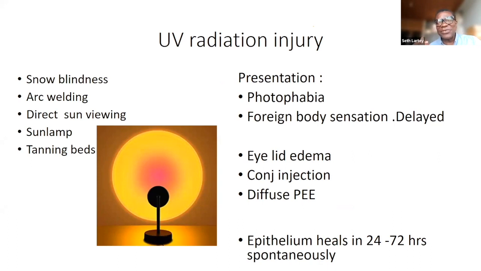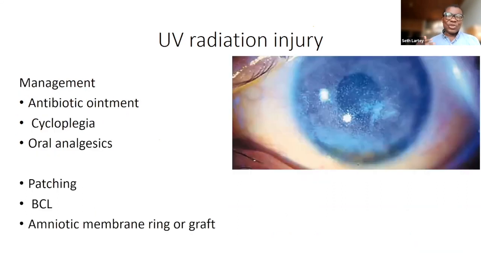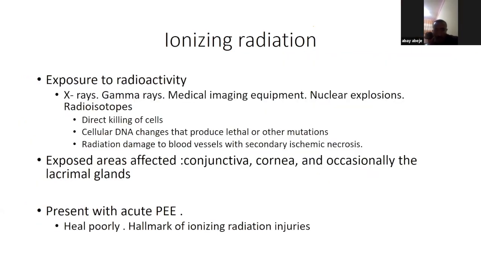So these patients present with photophobia and foreign body sensations, which are delayed because the epithelium is not immediately destroyed. Examination will show eyelid edema, conjunctival injection, and a diffuse punctate epithelial erosion. The epithelium usually heals within 24 to 72 hours spontaneously. So the management of UV radiation is antibiotic ointments, cycloplegia, oral analgesics, or use a bandage contact lens, or apply an amniotic membrane ring or amniotic membrane graft.